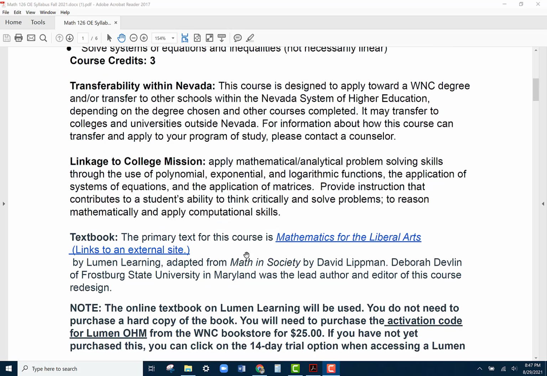The linkage to the college mission is to apply mathematical and analytical problem-solving skills through the use of polynomial, exponential, and logarithmic functions, the application of systems of equations, and the application of matrices. The course provides instruction that contributes to the student's ability to think critically and solve problems, to reason mathematically, and apply computational skills.